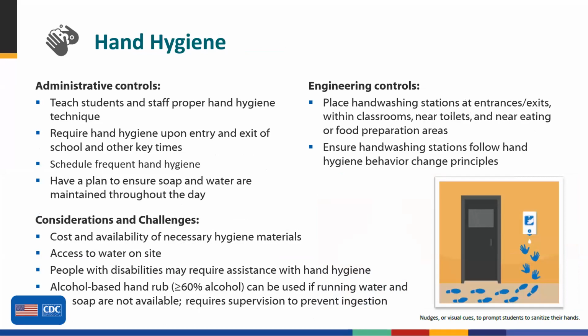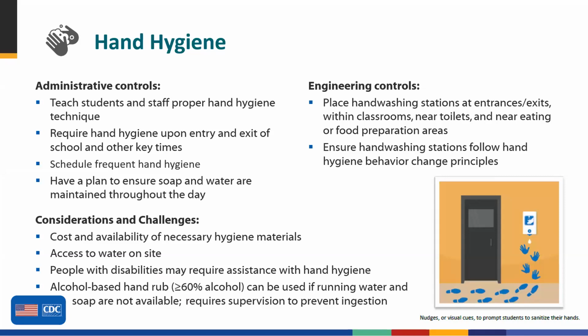For hand hygiene, administrative controls include teaching students and staff proper hand hygiene techniques. Schools can require hand hygiene when people enter and exit the school and/or the classrooms, as well as other key times like after coughing or sneezing, before eating or handling food, and after using the toilet. Schools can also schedule frequent hand hygiene throughout the day to establish norms and make students familiar with the practice. Schools should also develop a plan to ensure that soap and water or other hand hygiene materials are always available throughout the school day, and they can do this by designating a teacher or student to be responsible each day.